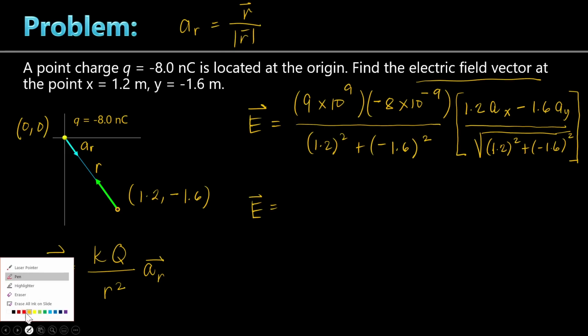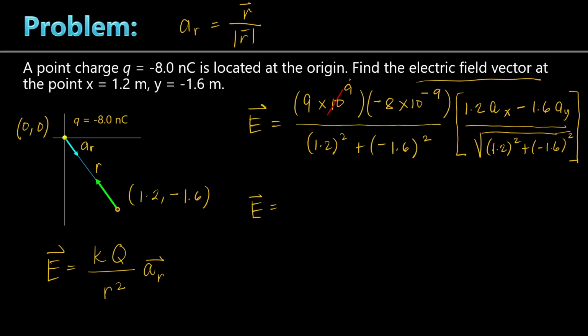Ano? Paano tayo magsisimplify? Sa calculator, kahit hindi mo napindutin yung times 10 to the 9 at saka times 10 to the negative 9. Okay? Kasi nga po, magka-cancel lang sila. So, sa calculator, uunahin natin yung para sa AX. 'Di ba? So, that's 9 times negative 8 divided by 1.2 squared plus negative 1.6 squared times 1.2 over this expression. Okay? So, gawin natin yan sa calculator.